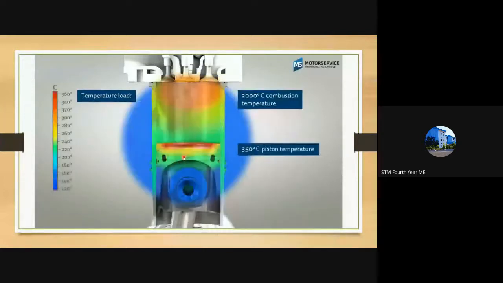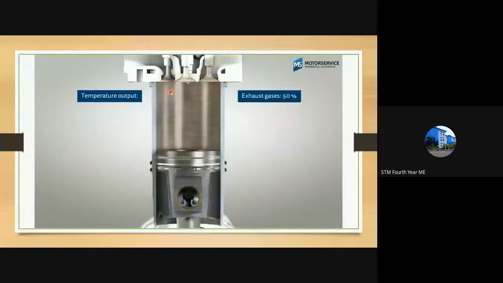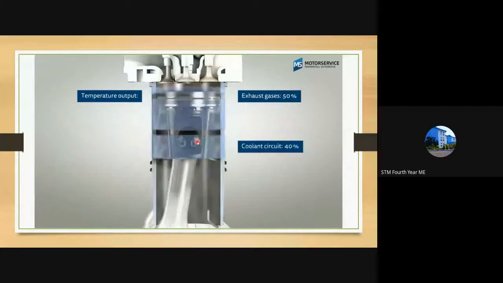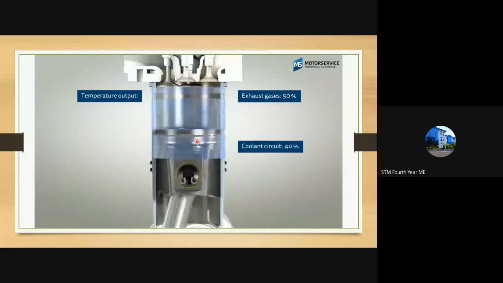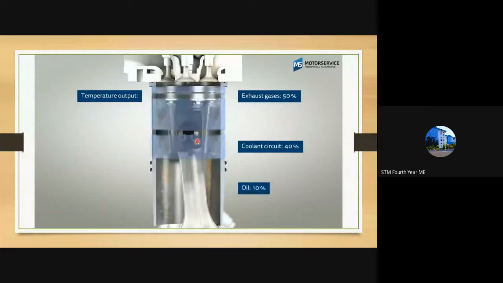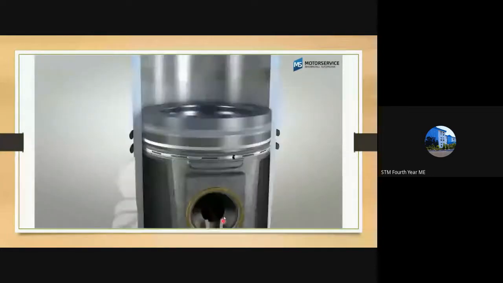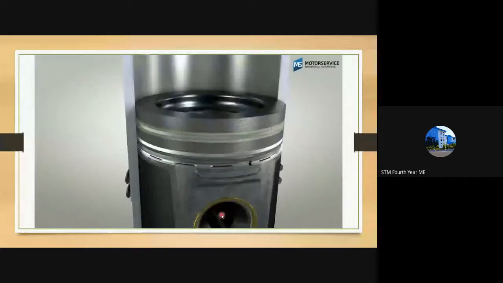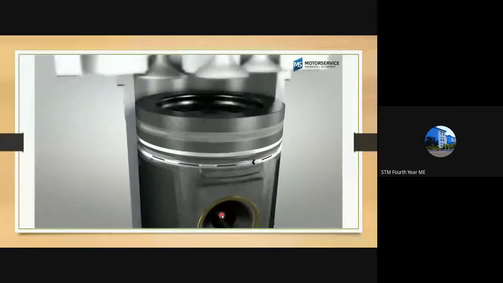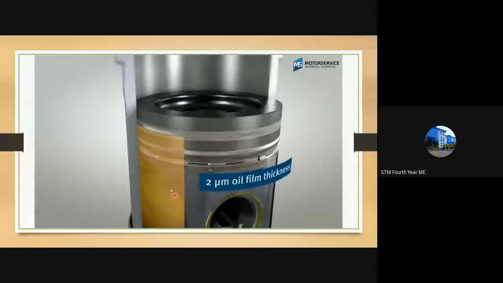You can see the temperature generated. So about 2000 degrees Celsius is generated here, and 250 degrees Celsius on the piston head itself. So oil is supplied here too. You can see the oil moving inside. So these are called the piston rings. I'll explain it later. Then this is the oil film that is present.